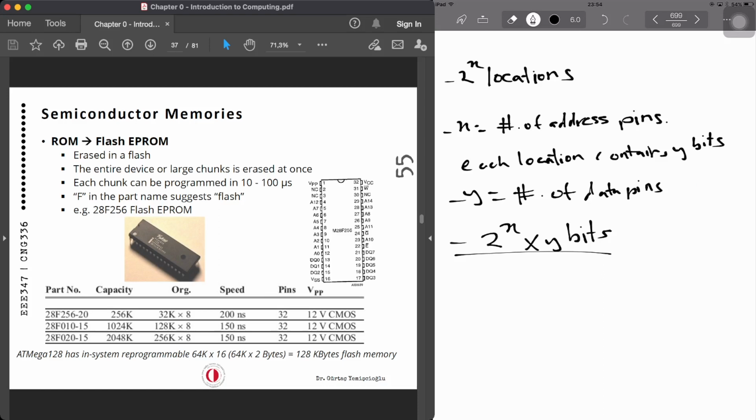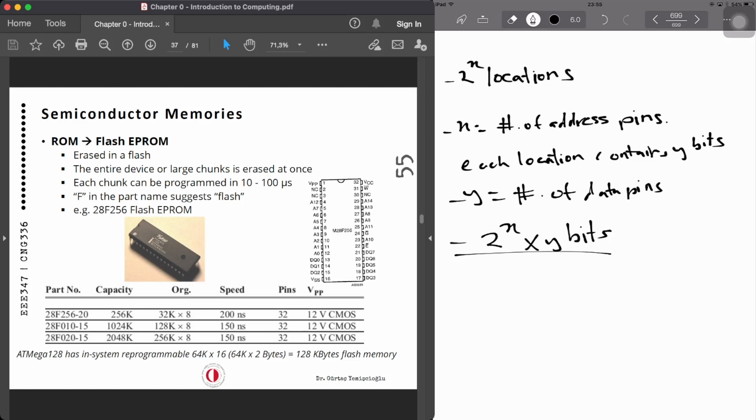As I already said, the important thing about flash memory is that the erasure of the entire content takes less than a second, or a flash. That's why it's called a flash. It's electrically erased, and that's why it's called a flash EEPROM.